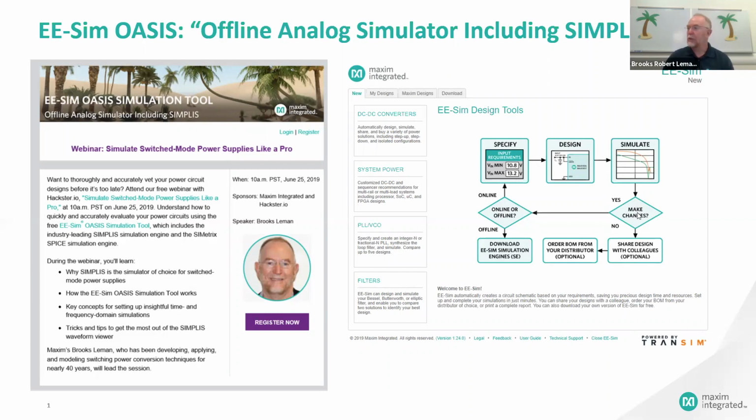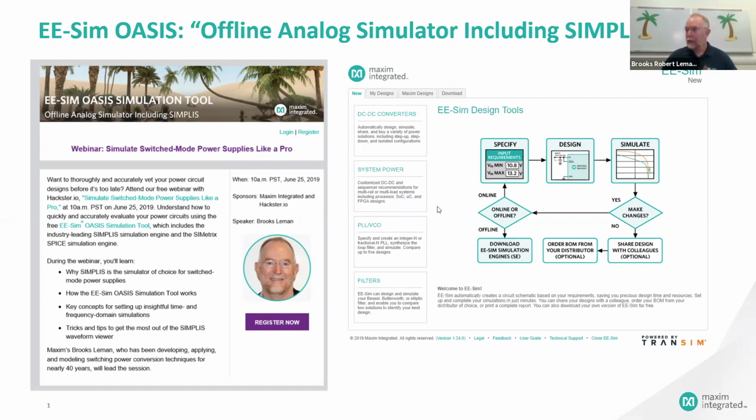OASIS is an extension to our online EE-Sim and an enhanced upgrade to the offline EE-Sim SE simulation engines. OASIS includes over 150 SIMPLIS schematics for Maxim converters and allows you to download up-to-date schematics directly from Maxim's OASIS webpage. SIMPLIS schematics are also available for some Maxim parts with no online EE-Sim model. OASIS has the same online EE-Sim functionality. You can create and then download SIMPLIS schematics directly into the OASIS tool.